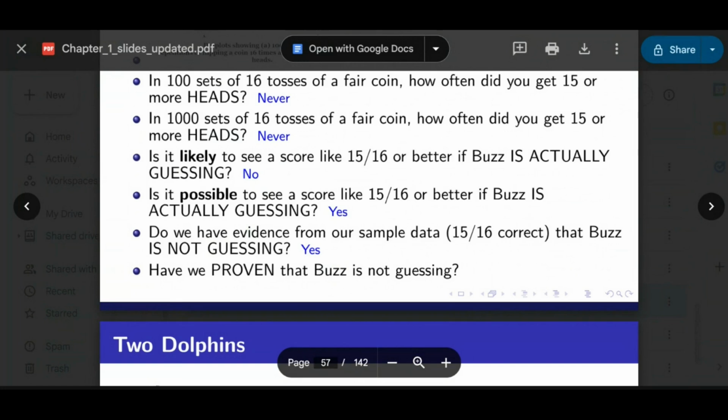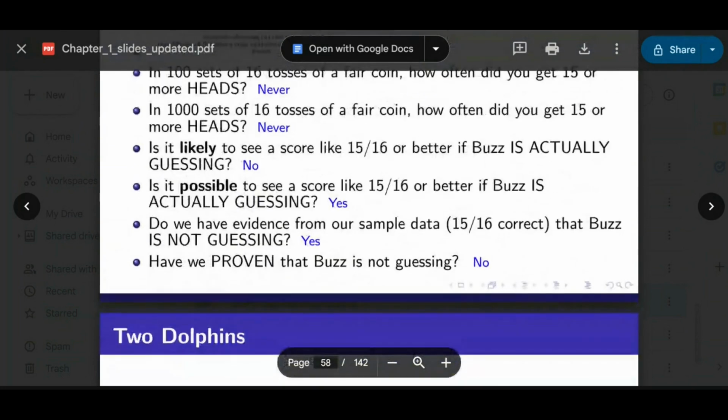Do you understand the question? Can you prove that Buzz is not guessing? In other words, can Buzz get really lucky and get a score like that and guess? The answer is yes. So have you proven that Buzz is not guessing? The answer is no. And this is where statistics can be very dissatisfying. Statistics is not in the business of proving whether a thing is a thing or not. It's all an evidence game.